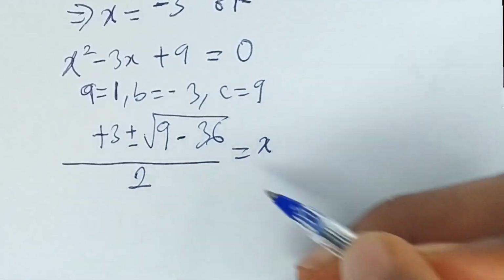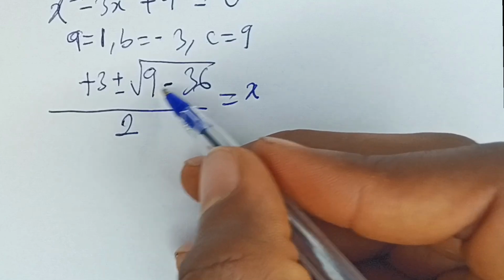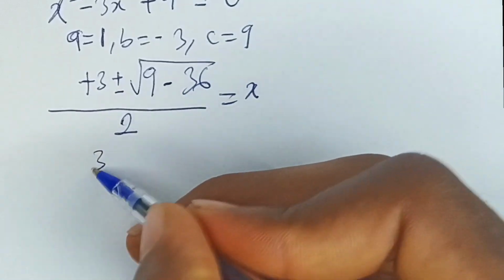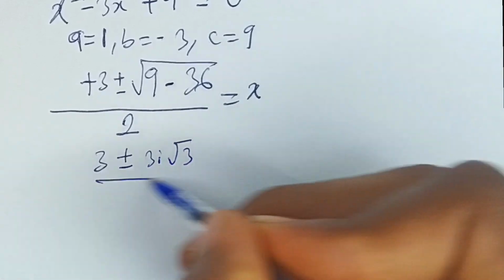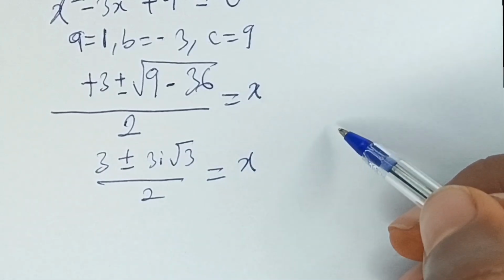This is equal to x. All right, moving on from here, we now have this to be negative 27 again. The root of negative 27 is 3i root 3, so we have 3 plus or minus 3i root 3, all over 2, to be equal to x. Okay, so these are the series of answers for x in this question.